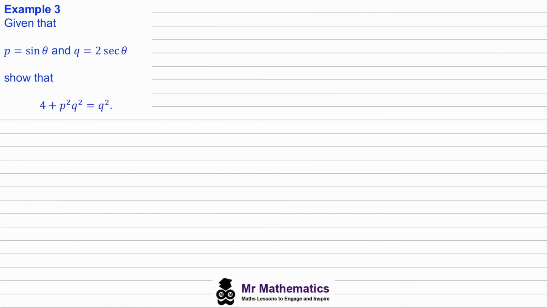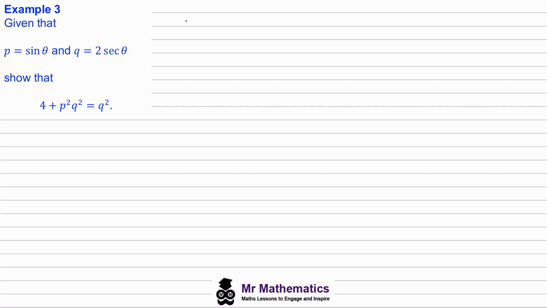Okay? Let's try example 3. So for example 3, we're given that P equals sine theta and Q equals 2 sec theta. We need to show that 4 plus P squared Q squared is the same as Q squared. Do you want to try this question yourself? Think about using sine squared plus cos squared equals 1. You can pause the video and come back when you're ready.